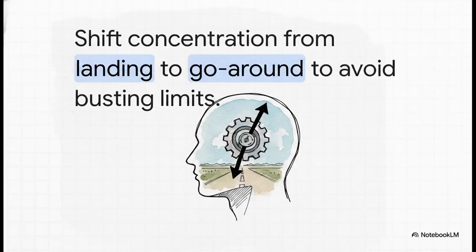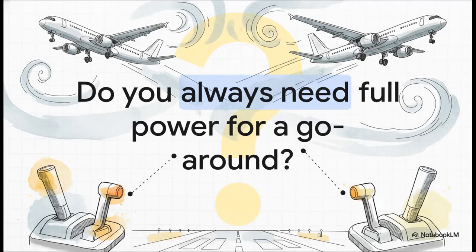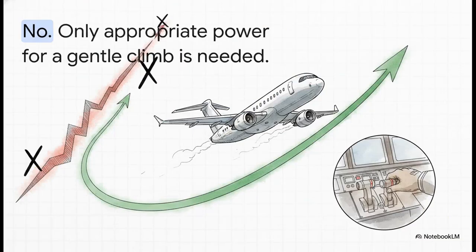The split second that go-around is decided, you have to completely shift your brain from landing mode to climbing mode. You are not landing anymore. The guidelines explicitly tell us that messing up pitch and power right here, especially with sloppy CRM, is the absolute leading factor in busting your flap speeds or blowing completely through your assigned go-around altitude. Which leads to a really great question, one that trips up pilots in the simulator and the real world all the time. Do you always need full power for a go-around? Well, actually, no. The guidelines are super specific about this.